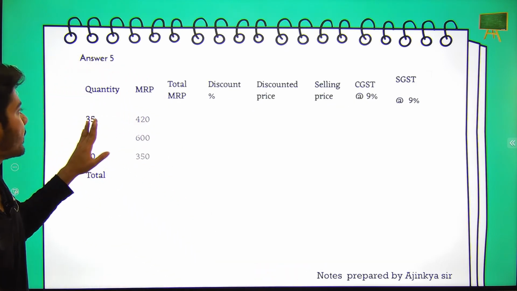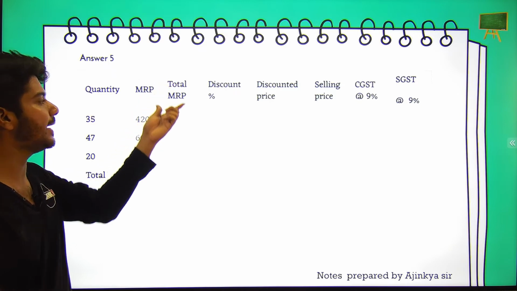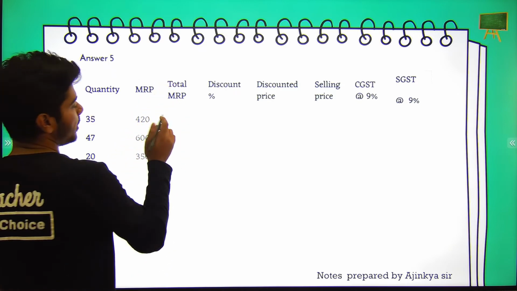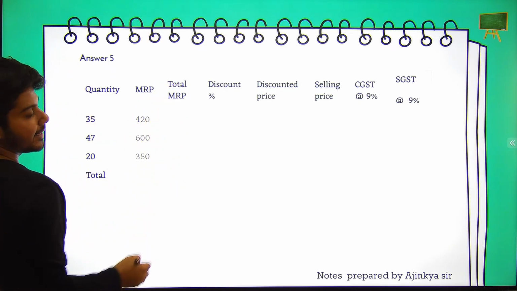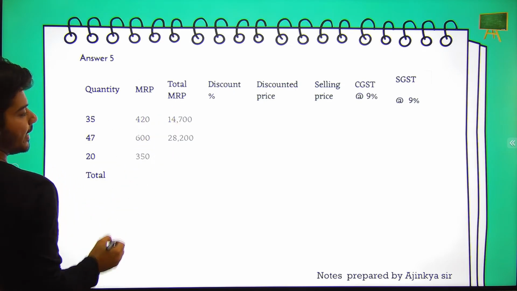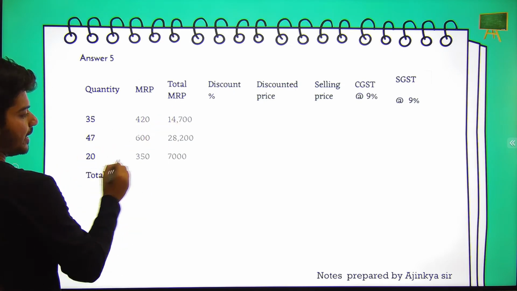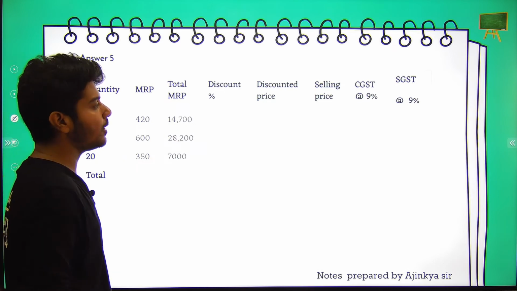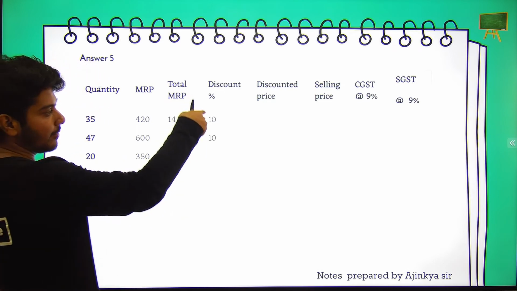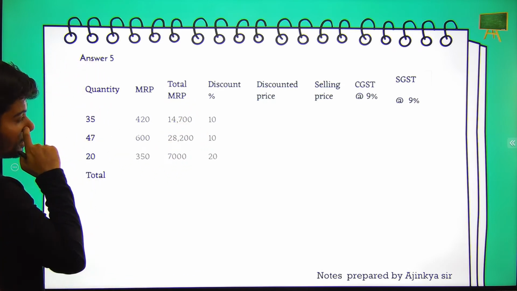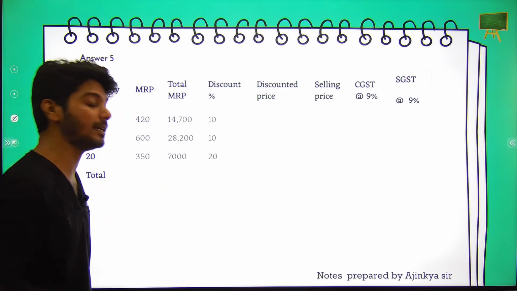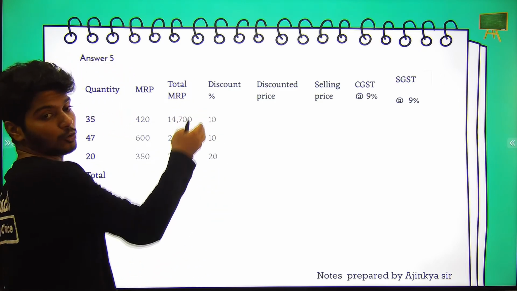So this was the sum given, quantity, MRP. I have made a total MRP as a column. We'll multiply these two and write it over here, multiply and write it over here. Okay, now let's see the discount percentage. They have given 10%, 10%, 20% as the discount percentage.